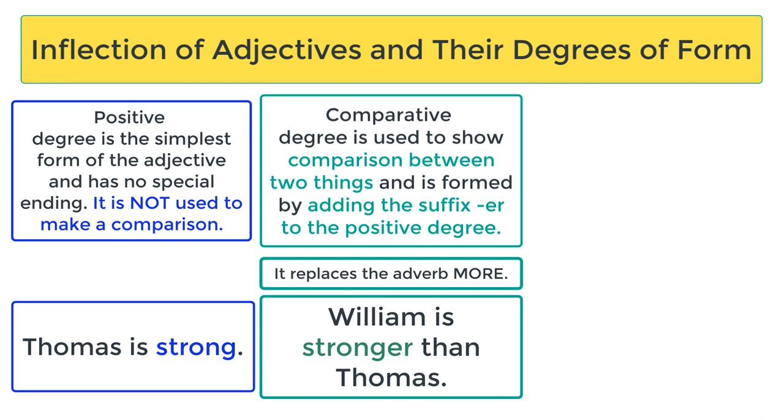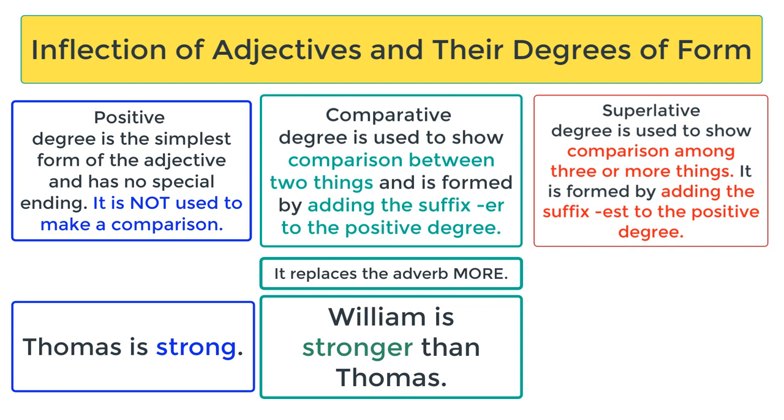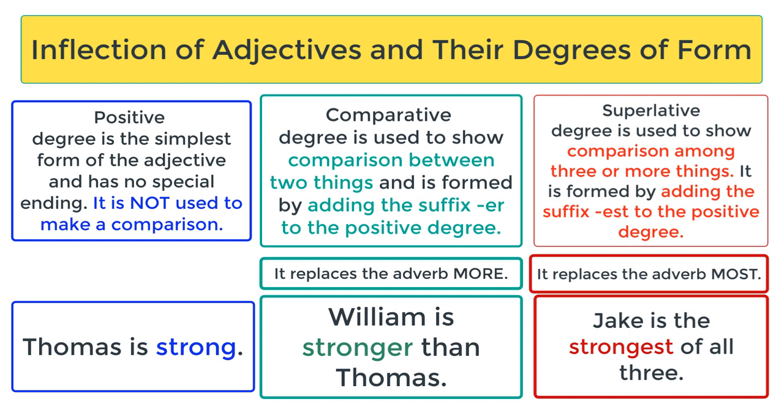Let's go on to the superlative degree. The superlative degree of a modifier is used to show comparison among 3 or more things. The superlative degree is formed by adding the suffix est to the positive degree. It denotes that the quality exists in the highest degree in the object described, and it replaces the adverb most. Like in this example, Jake is the strongest of all 3. This means that Jake is the most strong.